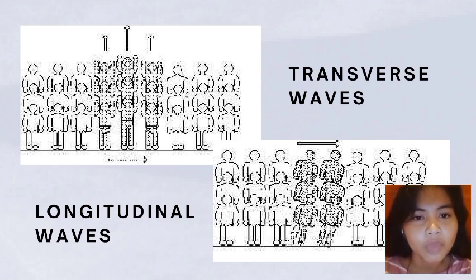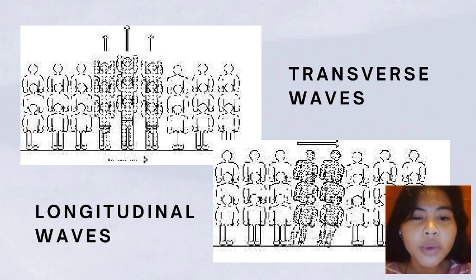So, as we've observed in transverse waves, the people at the center, which are known to be the particles, move upward. So this indicates that transverse waves cause the medium to move perpendicular to the direction of the wave. In other words, transverse waves are those waves in which the particles of the medium move perpendicular to the motion of the wave.